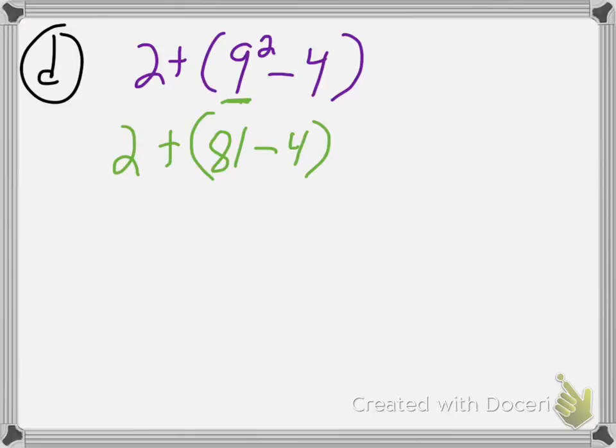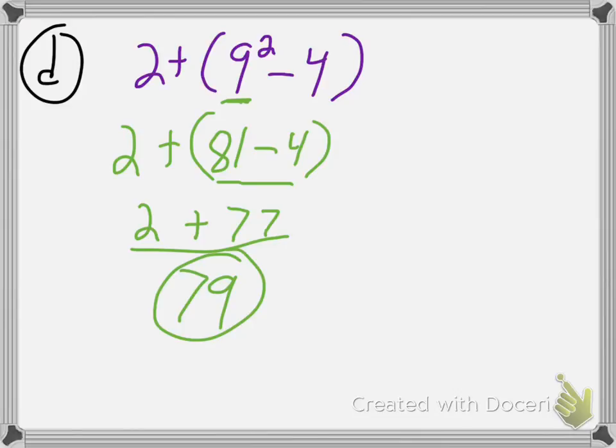So now I have to think, okay, I still have my parentheses. It's still telling me I need to do everything inside this first. It's still the most important. So I'm going to do 81 minus 4 next. 81 minus 4 is 77. Now there's nothing left inside my parentheses except the number, so all my operations are done. I can get rid of my parentheses. I can bring everything else down, my plus 2. And now 2 plus 77 is 79, and there's my answer.